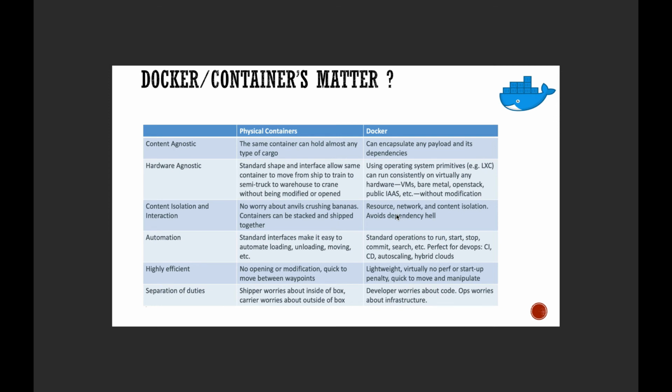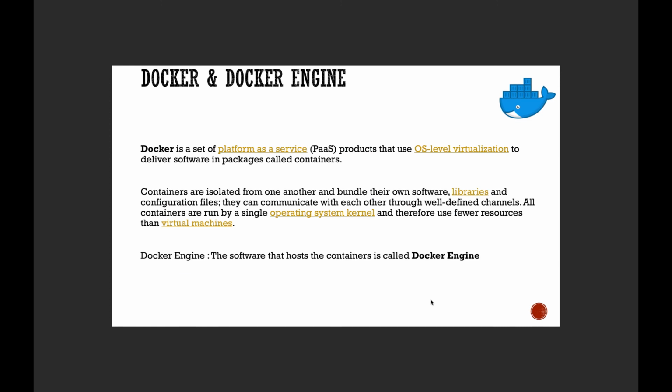Separation of duties. The shipper needs to worry about the content inside the box, and the carrier worries about the outside of the box. So there is a separation of duties or responsibilities. Similarly, it is the same in the case of a Docker container. The developer needs to worry about the code, and ops needs to worry only about the infrastructure. Now coming to what is Docker. Docker is a platform as a service product that uses OS level virtualization to deliver software and packages called containers.